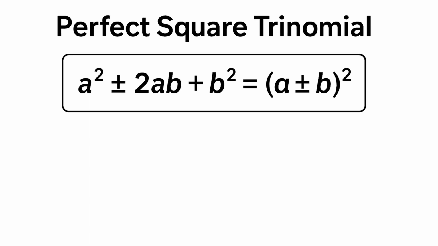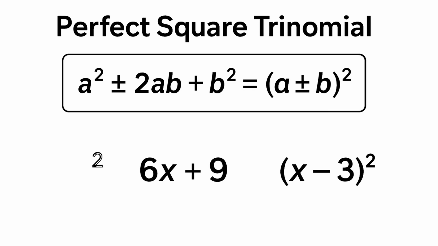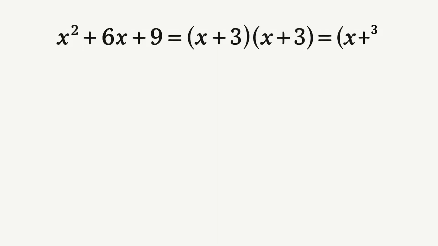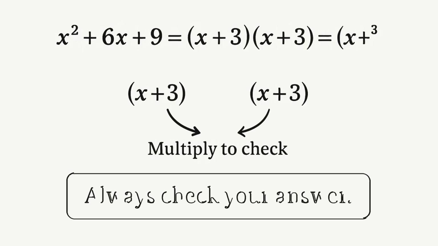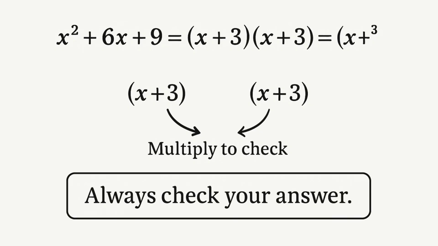Perfect square trinomials look like a squared plus or minus 2ab plus b squared. For example, x squared plus 6x plus 9 is x plus 3 times x plus 3, or x plus 3 squared. As you practice, always multiply your factors to check your work.